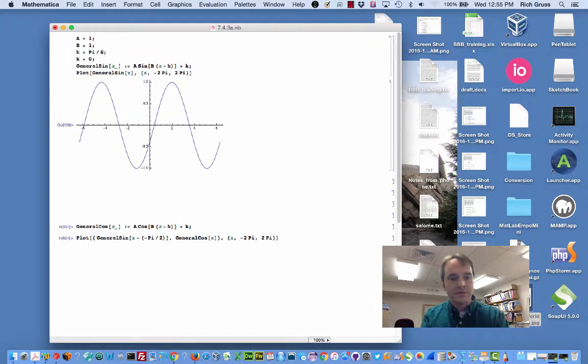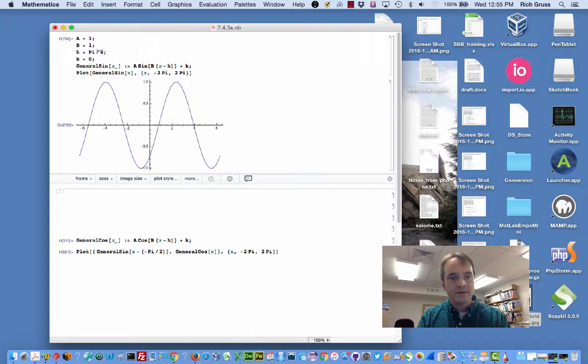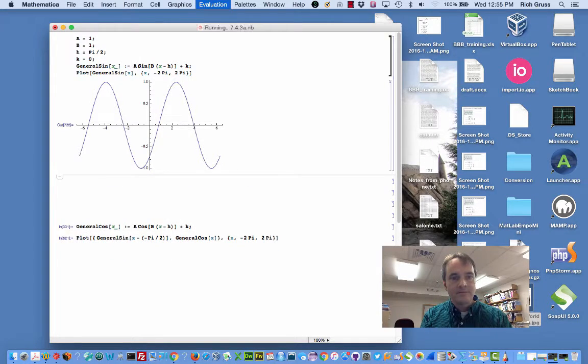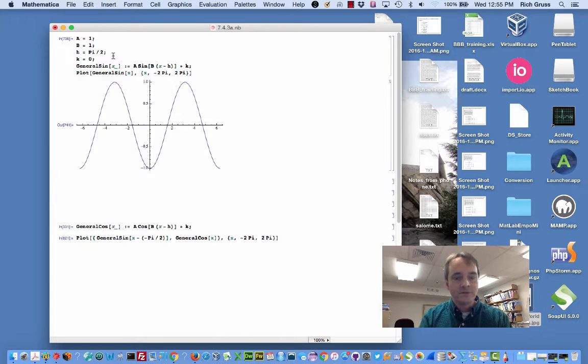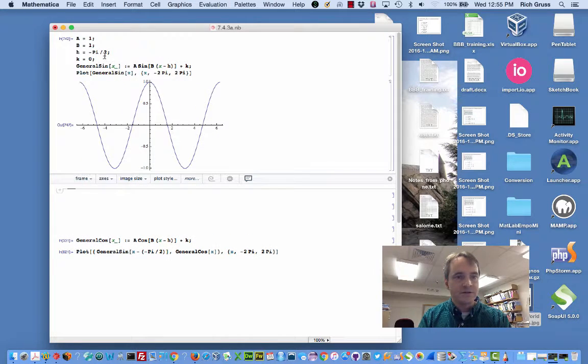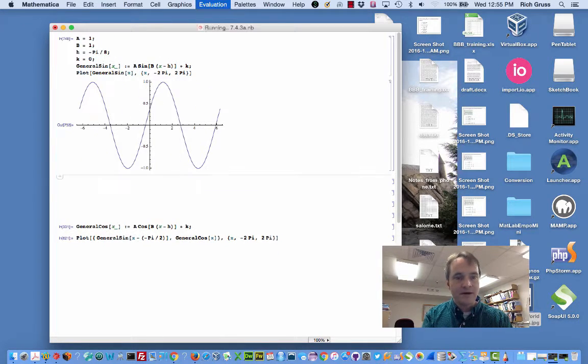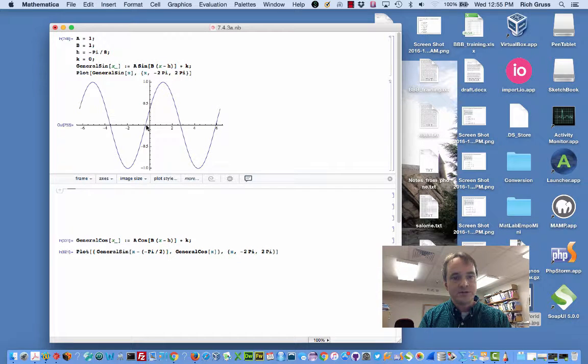If we nudge it a little bit more to the right, now it's nudged pi over 4 here, and pi over 2. We can also go in the opposite direction and nudge it to the left. Let's change this to negative pi over 8. So we see that it's been pushed just a little bit to the left. Instead of the starting point being right here at the origin, it's been pushed over here to the left.